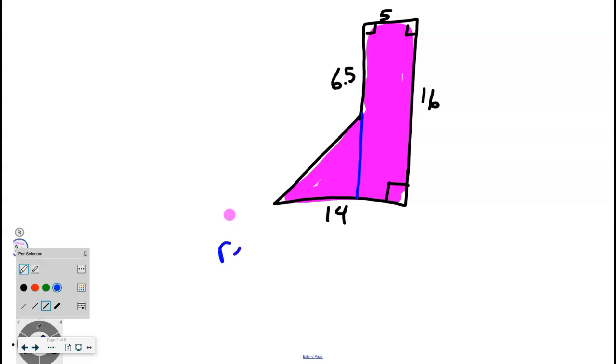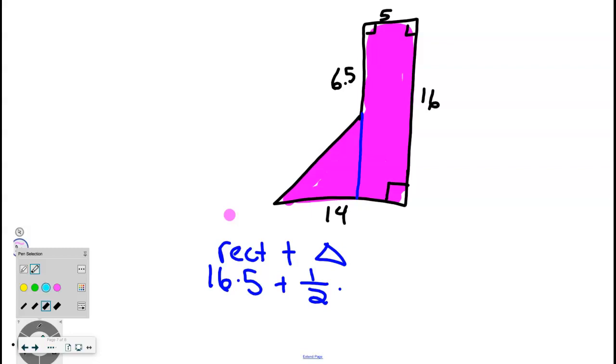So I'm going to do rectangle plus the triangle. My rectangle I put first because it's easier. It's just 16 by 5. My triangle is 1/2 of, and then I've got to be careful because when I do that triangle, I'm going to shade it in blue. So the triangle that I'm shading in right now, I don't directly know its base and height, but I can figure it out.